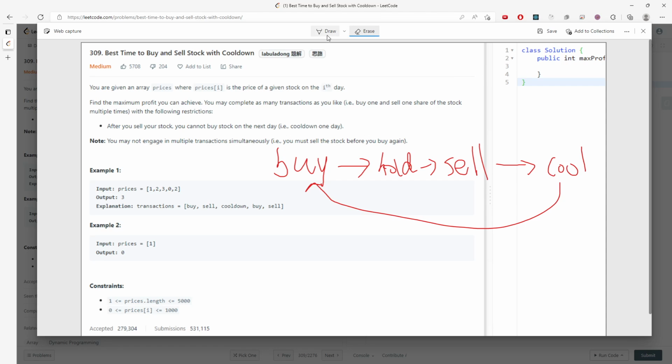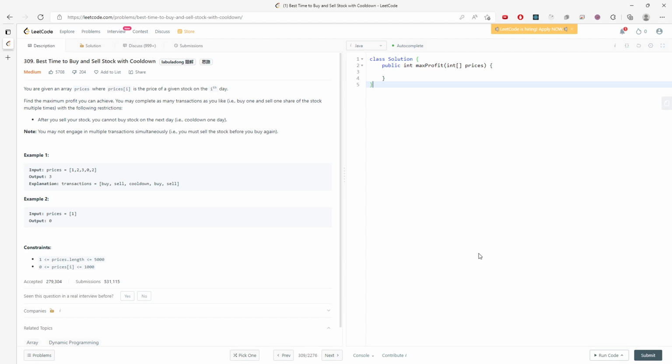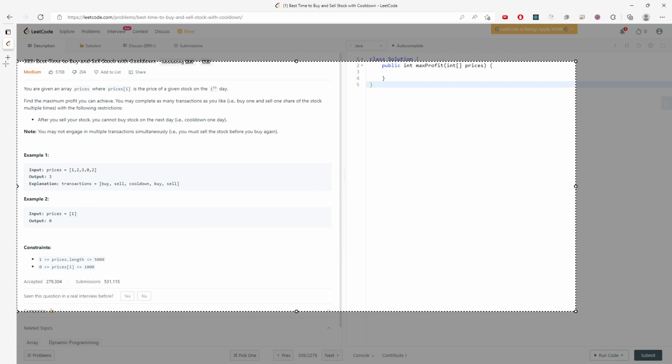Again, there's a problem. When you do this in the for loop, you need to have the original holding, which is the previous state for holding and selling, because you are using hold and sell in this transaction. When you're updating your buy, hold, sell, and cooldown, you need a previous state to calculate the previous profit. So this is pretty much the idea.